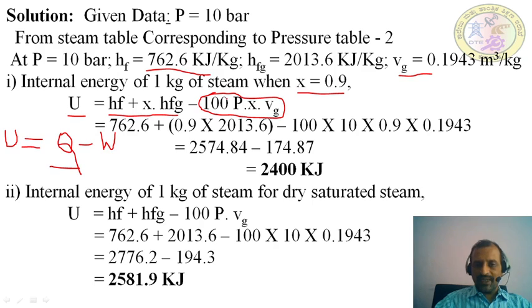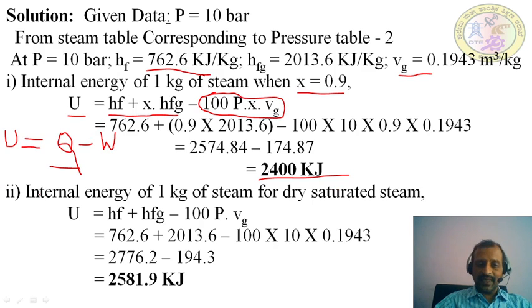So I told you in session 3 why I have taken 100 here, because the bar you need to convert into kilojoules. When you convert it into kilojoules, 10 to the power of 5 would become 100 here. So substitute all the values you had taken from the steam table: 762.6 plus x, the dryness fraction, so 0.9 into 2013.6 minus 100 into 10 into 0.9 into 0.1943. After solving, you will get the answer as 2400 kilojoules. This is the first case.